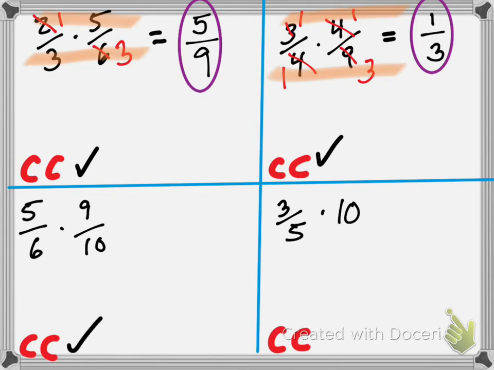Yes. So let's look. Can I cross cancel the 5 and the 10? Yeah. What are they both divisible by? 10 is divisible by 5 and 2. Yeah, they're both divisible by 5. Exactly. So 5 divided by 5 gets me 1. What does 10 divided by 5 get us? 2. Exactly. What about 6 and 9? Are they divisible by the same thing? Yeah, 3. What is 9 divided by 3? 3. What's 6 divided by 3? 2. Perfect. So now I've done all of my cross cancels and we're ready to solve.